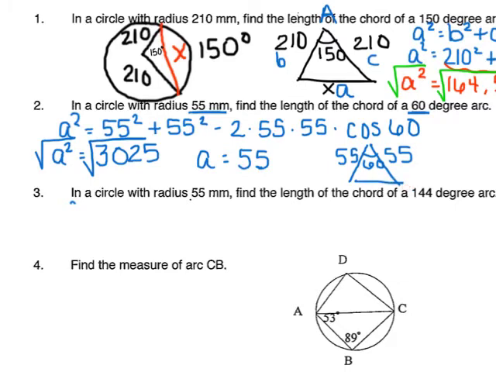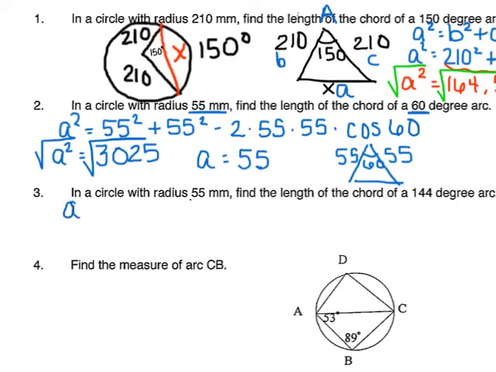So if you caught that ahead of time, that could have maybe saved you some work, but otherwise, that's just an interesting observation there. Okay, number 3 is almost the same thing. The radius is still 55, but now we've got a 144-degree arc. So I'm going to use this same setup, except this 60 is going to change to a 144. Let's take a look at what that would look like.